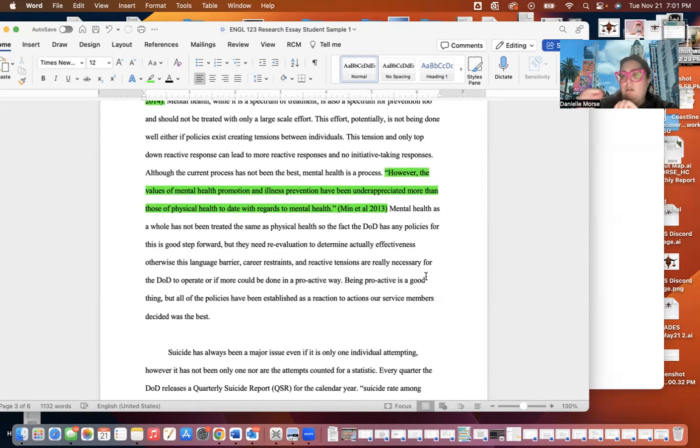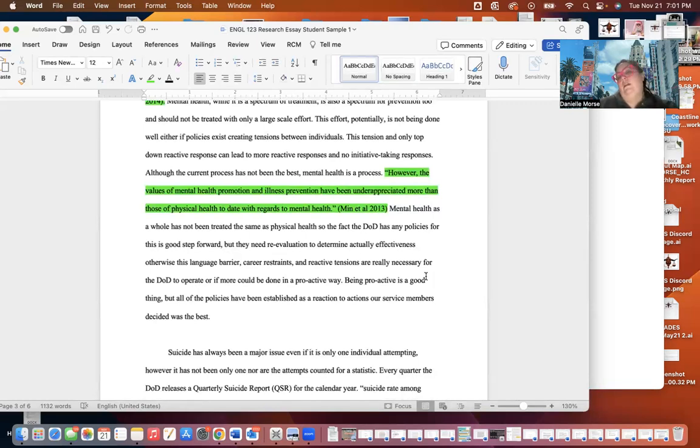Like mental health promotion and illness prevention. Again, this is me trying to understand what the source is saying, because I'm sure they're saying something. Like the promotion of mental health care, mental health what? And illness prevention have been underappreciated more than those of physical health to date with regards to mental health.